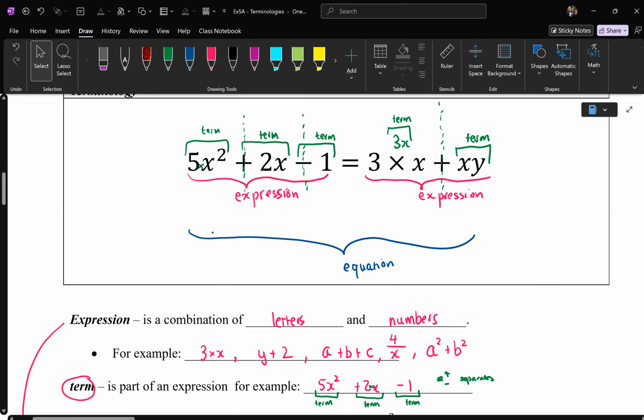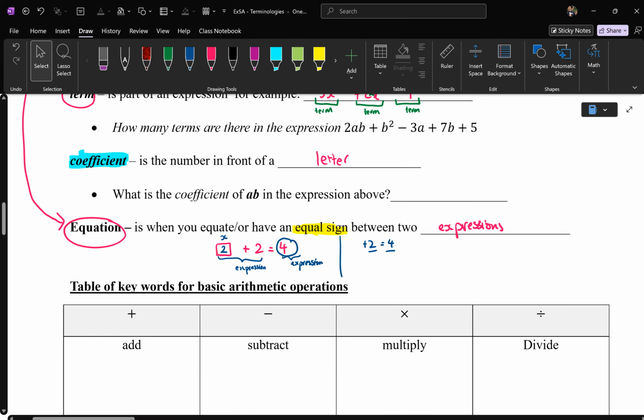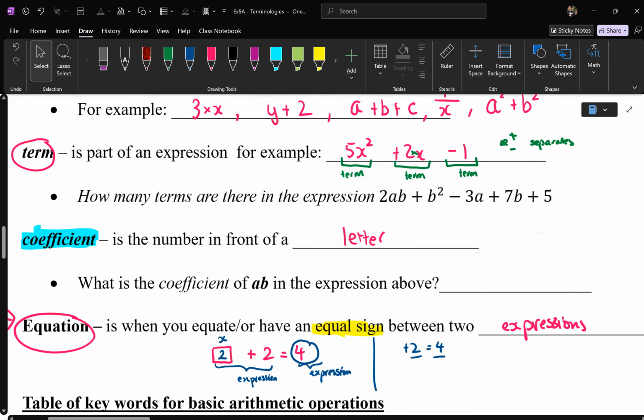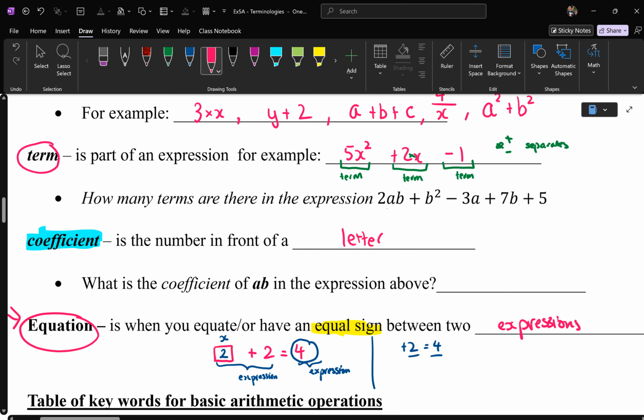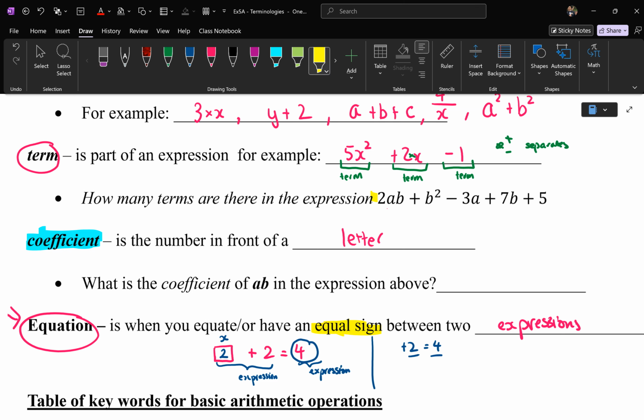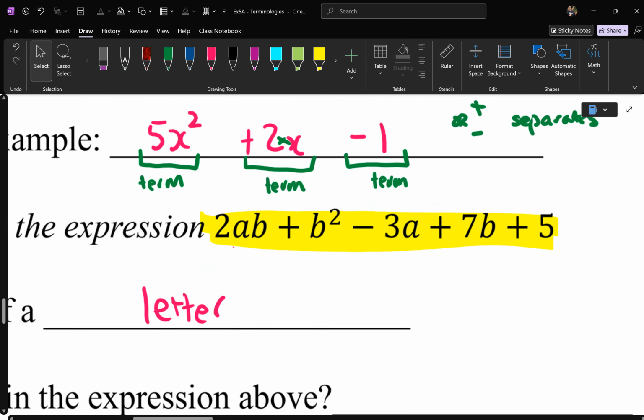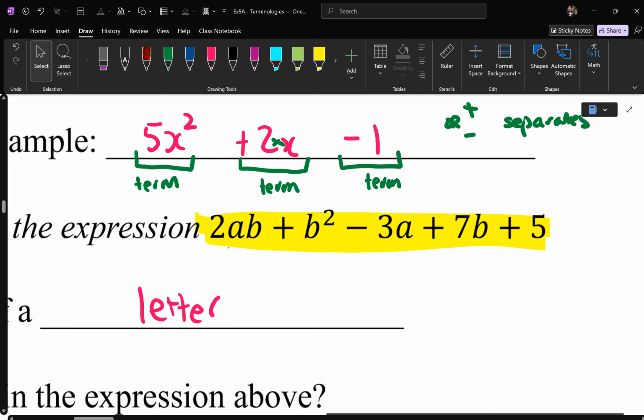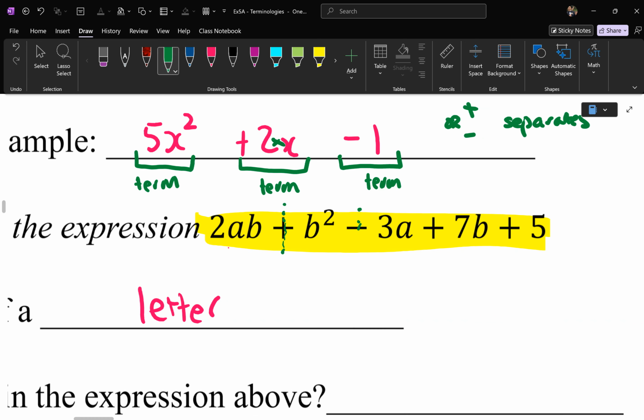So up here, let's look, oh, sorry, here it is. So this is an expression over here. I'll just highlight it again. Here's an expression, because it doesn't have any equal signs. It's got a bunch of letters and numbers. Let's count how many terms there are first. We can see there's a plus symbol here, there's a minus symbol there, there's a plus symbol here, there's a plus symbol there. So we can actually see how many terms there are.